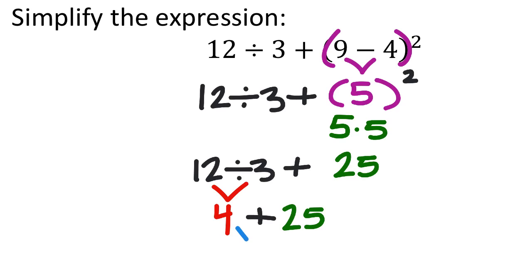And I've got to move now from multiplication or division to addition or subtraction from left to right. Of course, there's only the addition. 4 plus 25 is 29. And that is our final answer for this problem.